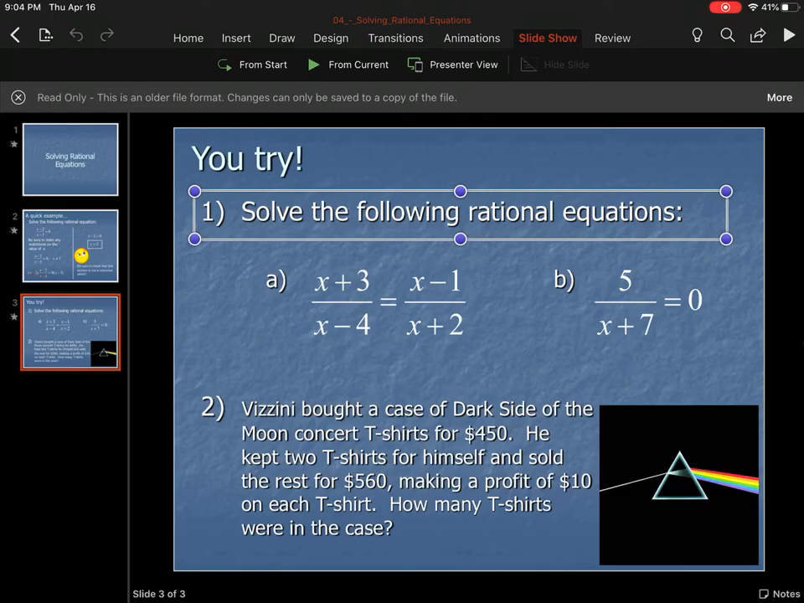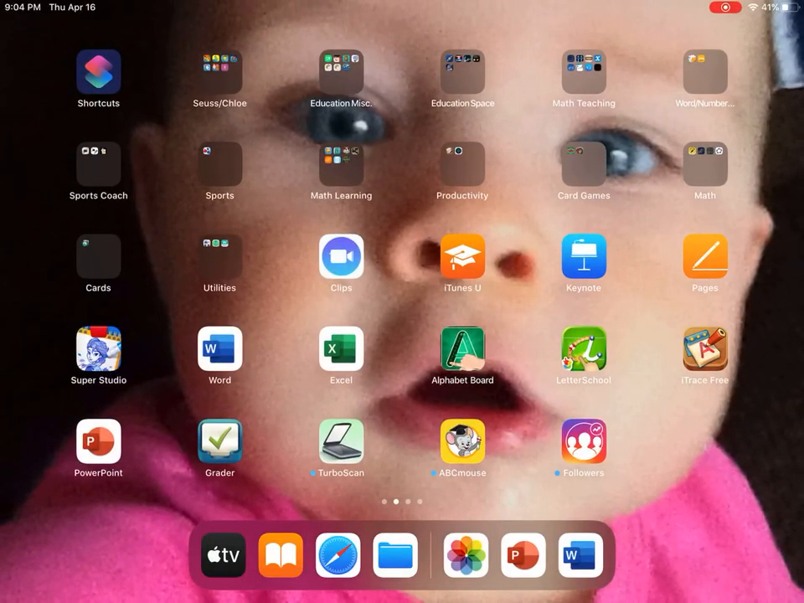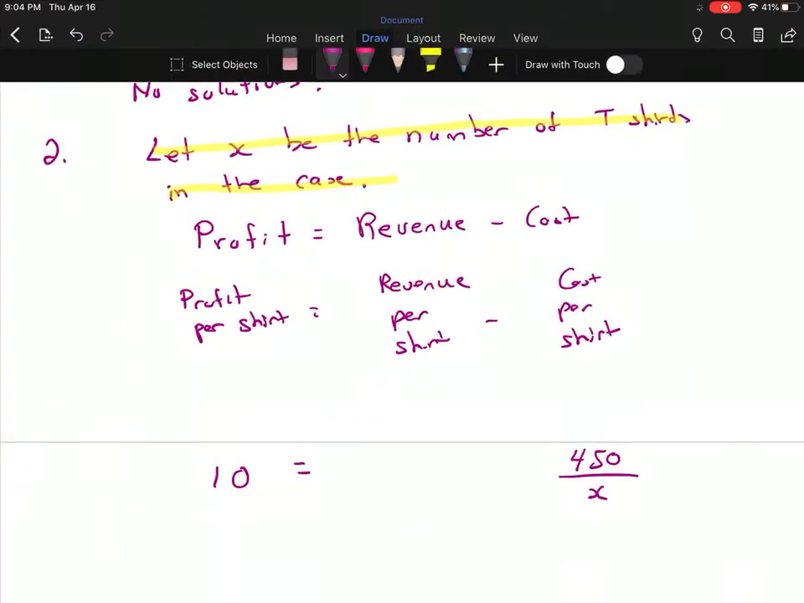Now we switch over to revenue per t-shirt. It says he sold the rest for $5.60. So his revenue per t-shirt was $5.60, divided by however many t-shirts he sold. And this is the really tricky part of the question.